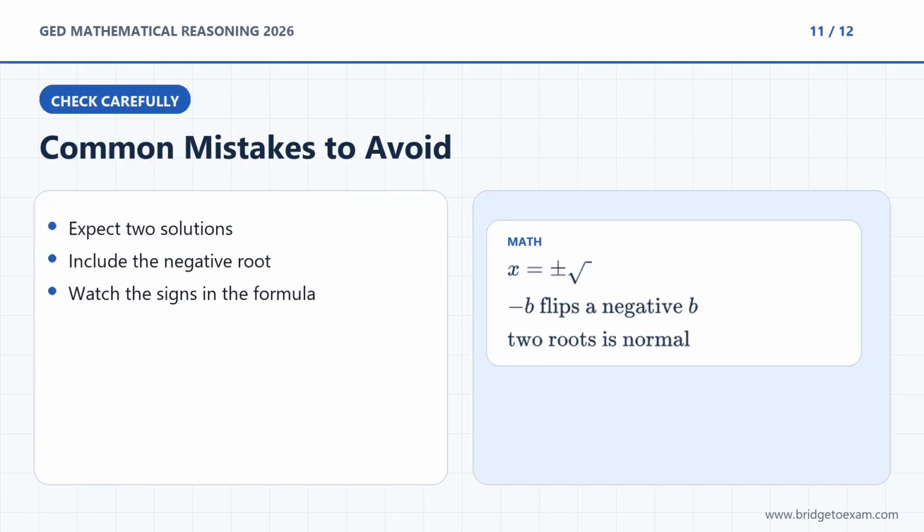Remember these traps. A quadratic usually has 2 answers, so do not stop after finding 1. When you take a square root, always include the negative root. And in the formula, be very careful with negative signs, especially when b is negative.